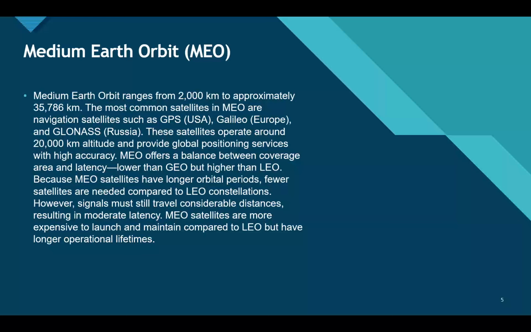It offers larger coverage than LEO. It has lower latency than GEO. Fewer satellites are needed compared to LEO constellations. However, signals still travel a significant distance, so latency is moderate, higher than LEO but lower than GEO. MEO satellites are more expensive to deploy but have a longer operational lifetime.